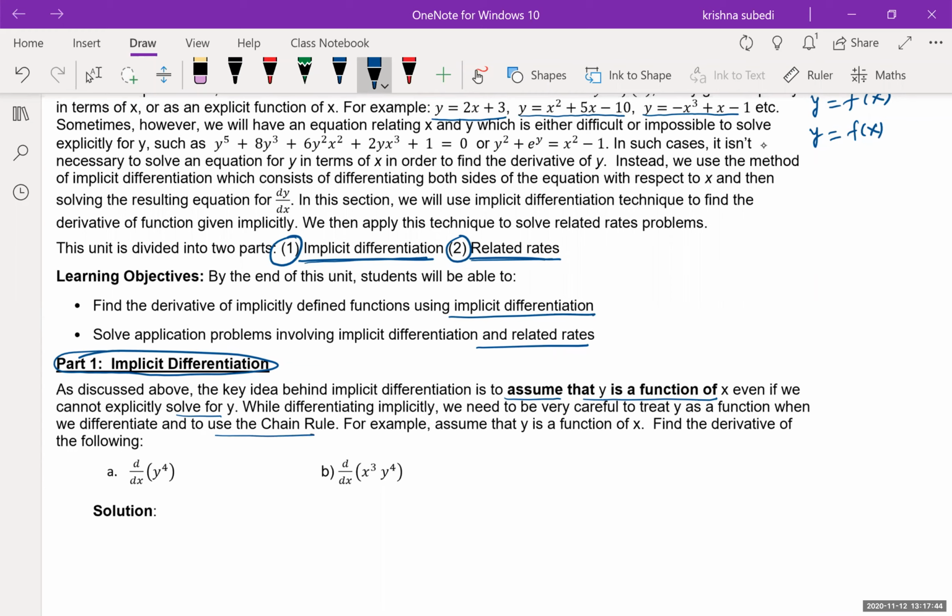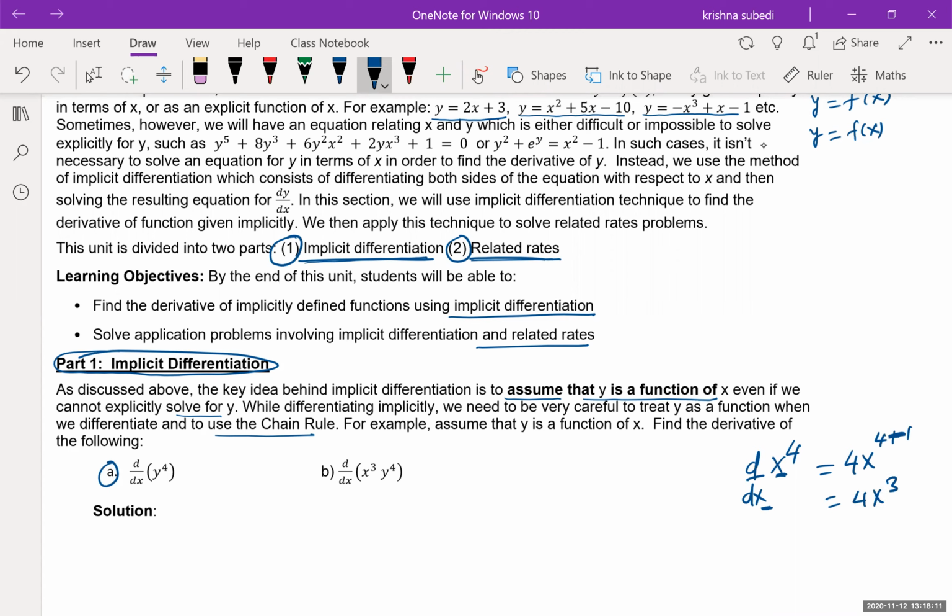For example, let's look at this part A. We know that if we want to find the derivative of x raised to power 4, because the variable is x, we can use the power rule. That gives me 4x to the 4 minus 1, which gives me 4x cubed.